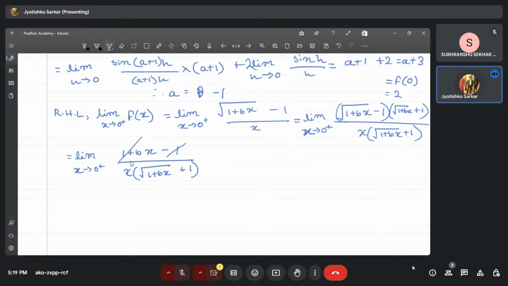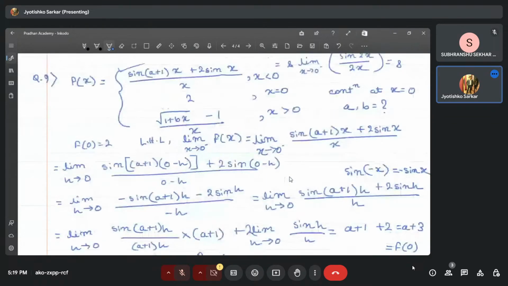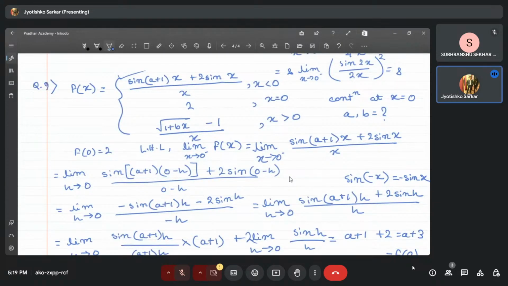So 1 is cancelling out, x and x are cancelling out, so I can put x equals to 0 here, and it will give me b by 2. Okay, it will give me b by 2, and that is also equals to f0. And what is f0? F0 is 2, so my b is 4. So from this we can easily evaluate that a is minus 1 and b is 4. That's our question, and that's the solution.